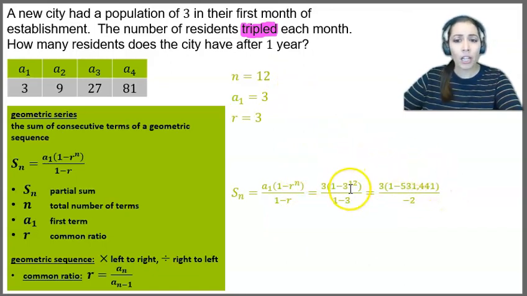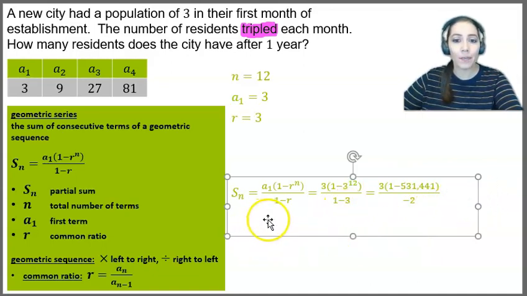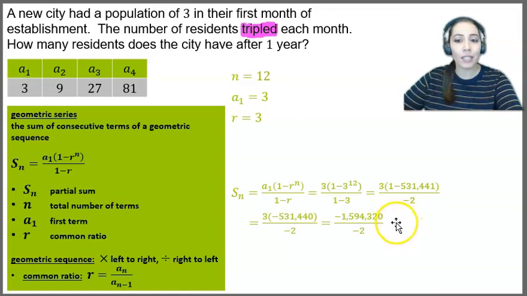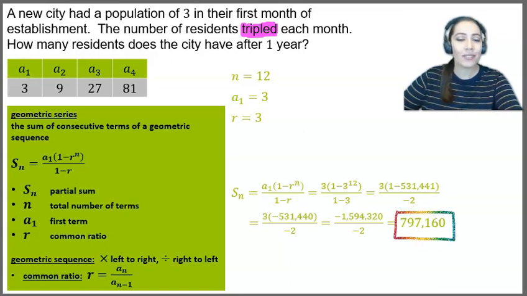From here, I'm going to do 3 to the 12th power, which is 531,441. And so I have 1 minus that times 3 in the numerator, and 1 minus 3 equals negative 2 in the denominator. From here, I can take 1 minus 531,441 in the parentheses, and I get negative 531,440. That is being multiplied by 3, which is negative 1,594,320. And then we divide that by negative 2, and we find out that after a year, or after 12 months, that city will have a population of 797,160.